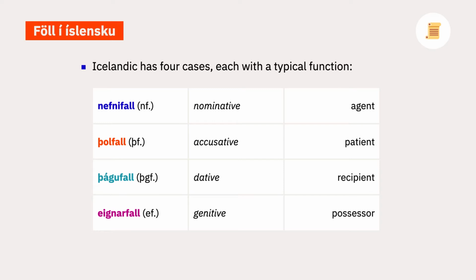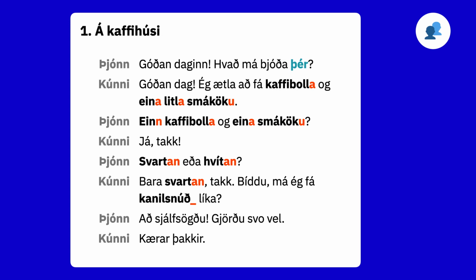So let's go back to Samtal 1. And let's have a look at the different case forms that we see there. The first one we have highlighted is actually þér, which is a dative case form of þú, you. And that's in the sentence, hvað má bjóða þér? What can I offer you? To you. Because you are the recipient of the offer.